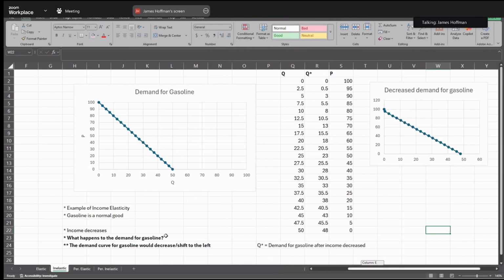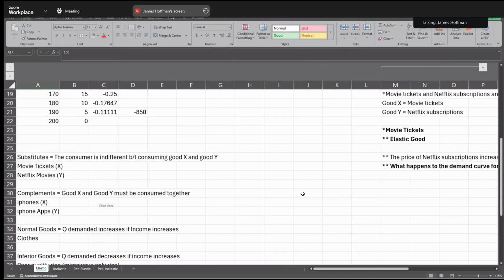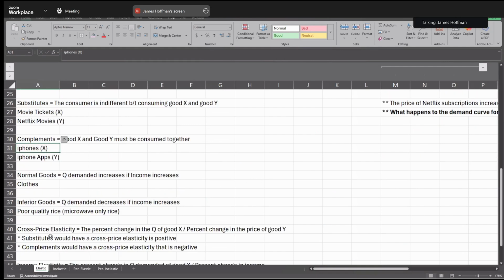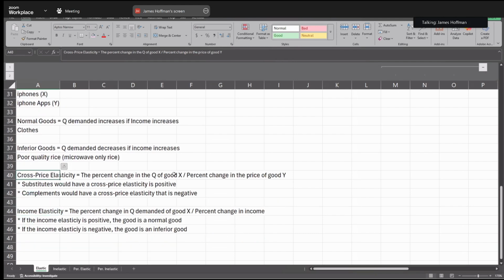So the idea is that we spent a lot of time on the price elasticity, but there are other elasticities you can look at as well if you're a business or just interested. Two of the main ones are cross price and income elasticity. Cross price is the percent change in the quantity of X divided by the percent change in the price of Y. So you're looking at substitutes or complements, and how your good would change in response to the price of the related good.